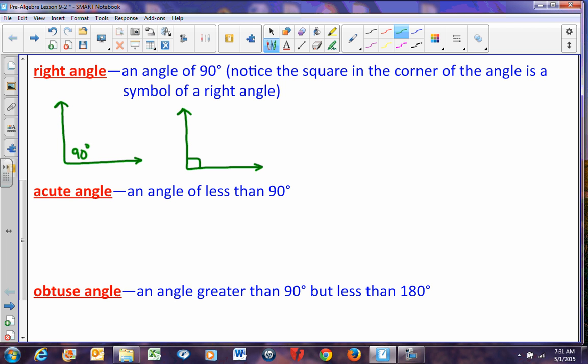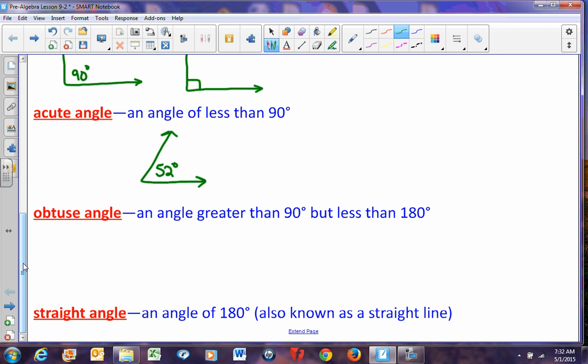Those are the types of angles you want your walls and your floors to be so that they don't fall down. An acute angle is an angle of less than 90 degrees. So once you know what a 90-degree angle is, you can understand what an acute angle is. An acute angle is a smaller angle, less than 90 degrees. Maybe perhaps this angle is 52 degrees. It would be an acute angle because it's less than 90 degrees. An obtuse angle is an angle greater than 90 degrees, but less than 180 degrees. An angle like this, maybe this angle is 138 degrees. That makes it an obtuse angle because it's larger than 90 degrees, but less than 180 degrees.